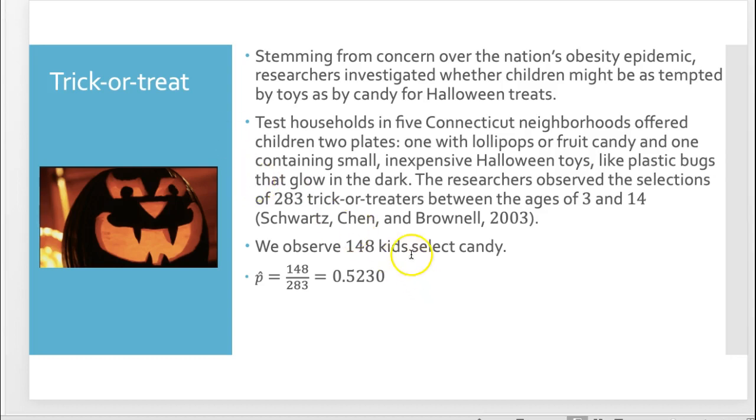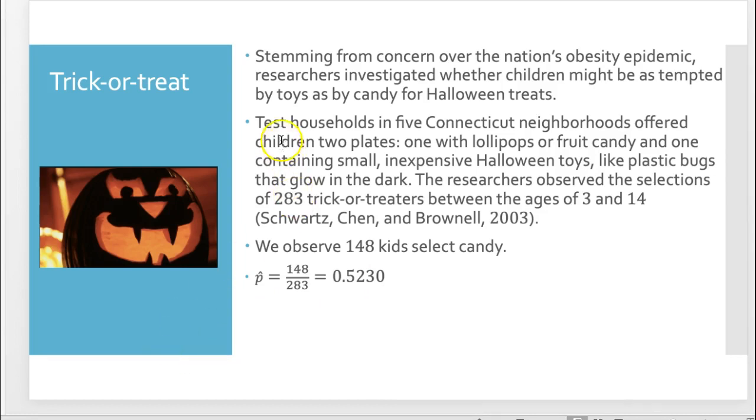But anyways, in this study they observed 148 kids select candy, and the sample proportion, 148 over 283, is 0.5230. So this 148 is like our binomial, divided by n here. This is our sample proportion. So from our sample of 283 kids, we found that roughly 52.3% preferred candy over the toy. What we want to know is, how likely is it that we observe this given that there would be no preference? So let's go and check this out.